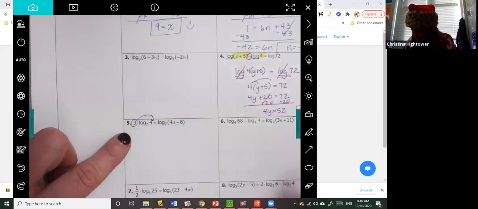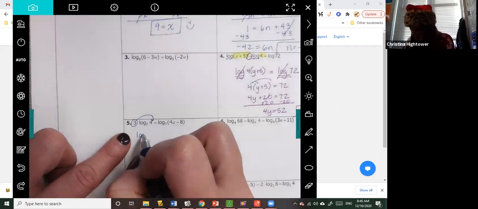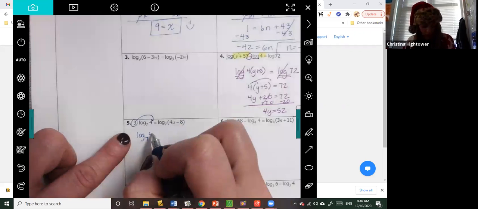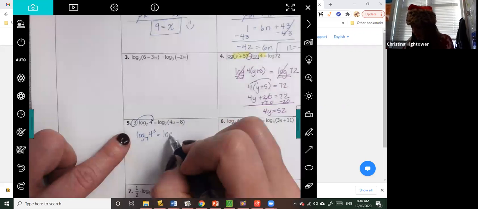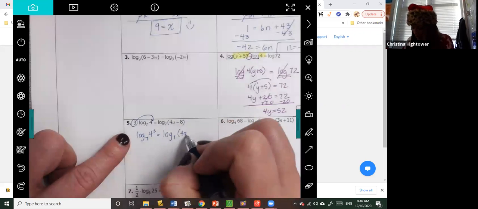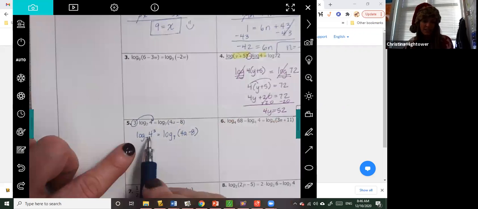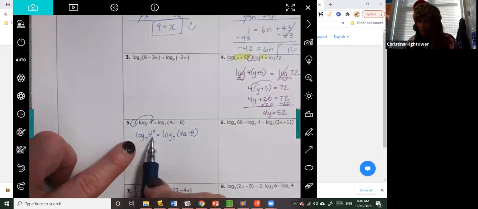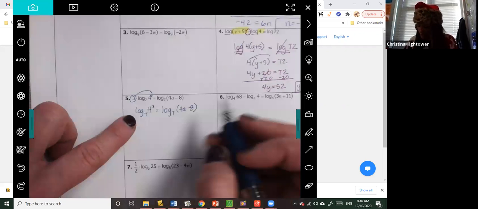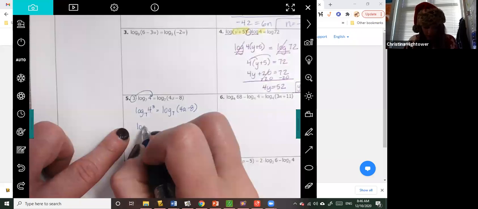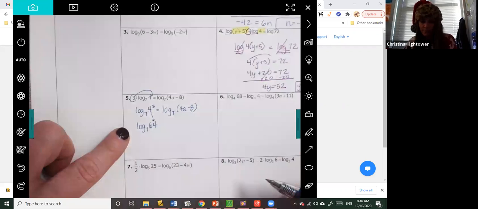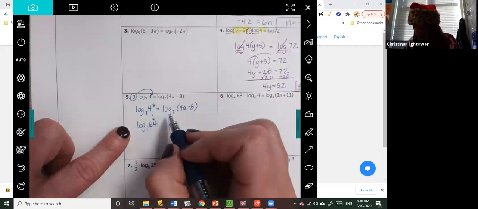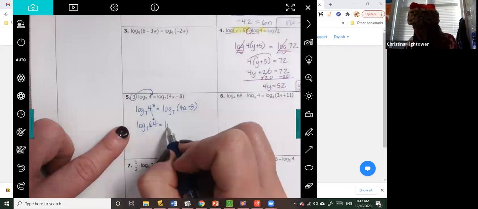So when I rewrite this, it'll be log base 7 of 4 to the 3rd power. And then I have log base 7 of 4a minus 8. Nothing wrong with the right side. I just had to condense the left side. All right, so 4 to the 3rd, that's log base 7 of 64. So 4 to the 3rd is 64. And then nothing is going on the right side.